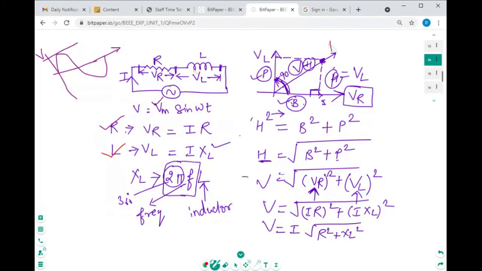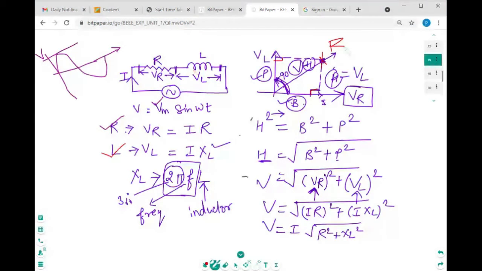So this is a resultant. We will draw it across these two voltages. When you draw a resultant, you take a perpendicular from the inductor side and a perpendicular from the resistive side, and then they will meet at a particular location. When they meet at a particular location, that is called a resultant.